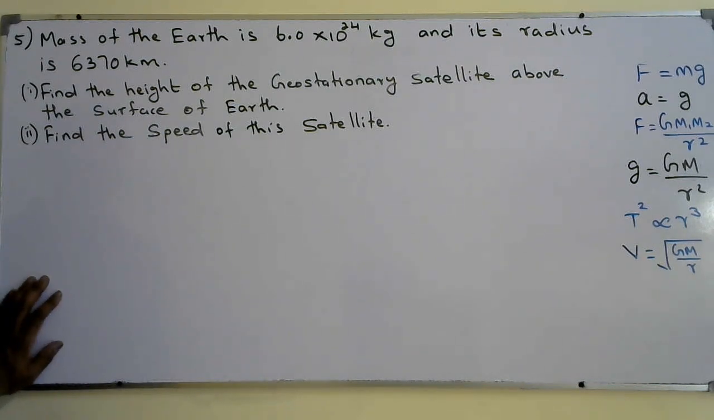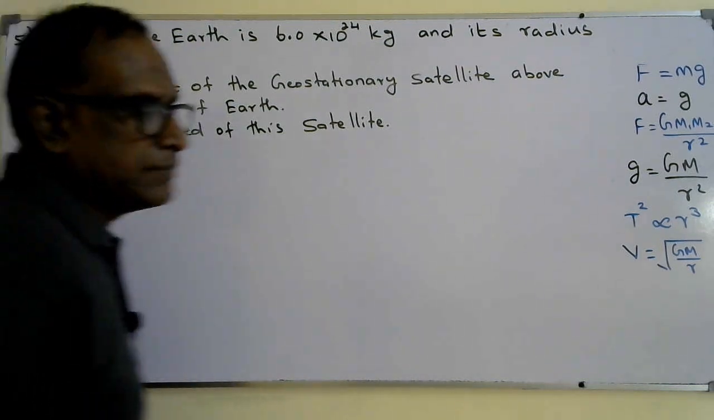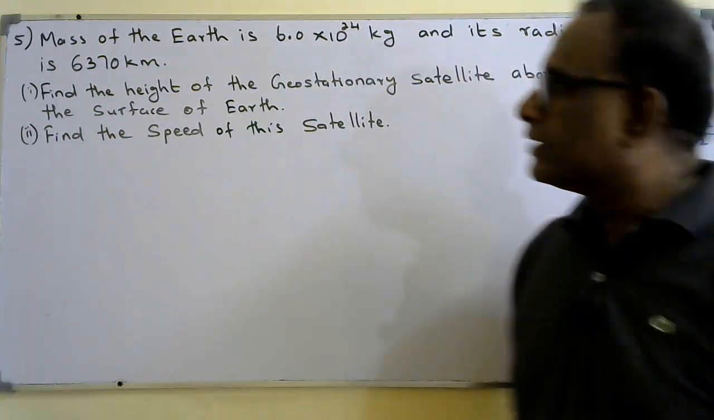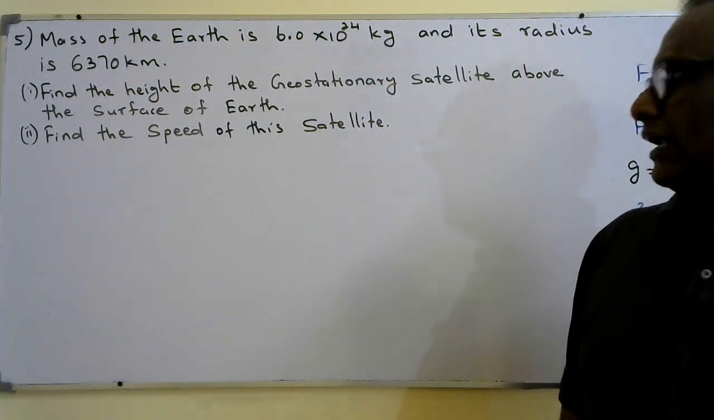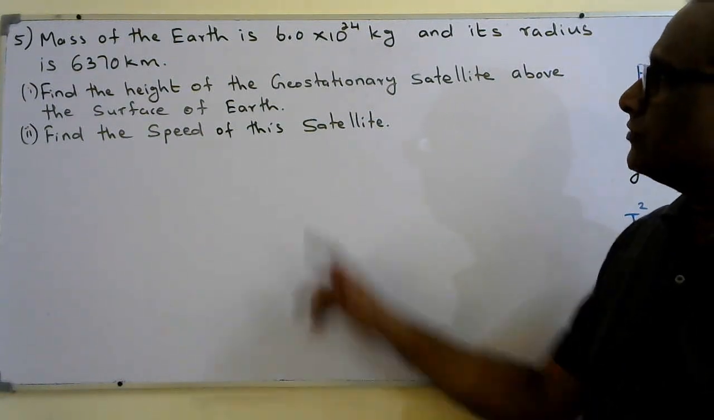Okay, so the fifth question: the mass of the Earth is 6.0 × 10^24 kilograms and its radius is 6,370 kilometers. Sometimes in past papers they say 6,400 kilometers, but this is 6,370 kilometers, which I think is a more accurate value. Find the height of the geostationary satellite above the surface of the Earth.